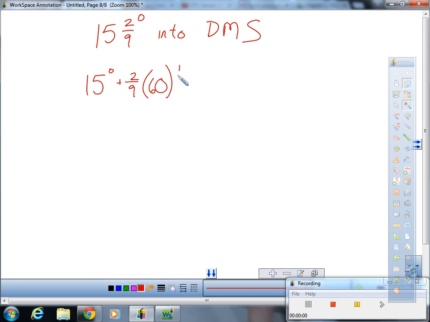Okay? So, what can someone please do? 2 times 60 is 120. Divide 120 by 9 for me. 13.3 repeating. Okay? So, 15 degrees, 13 minutes, plus 1/3 of 60 seconds. What's 1/3 of 60? So the final answer is 15 degrees, 13 minutes, 20 seconds. That's how you do it by hand.